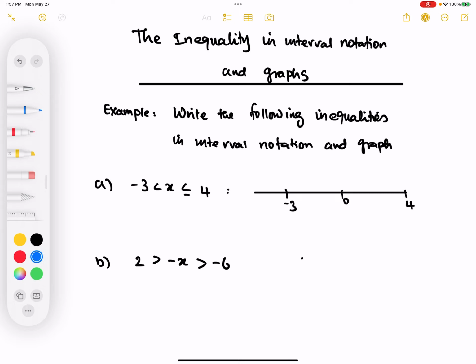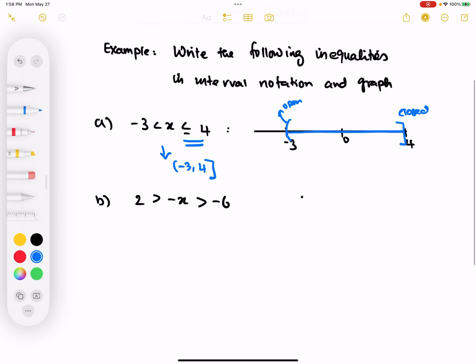In terms of graph, you have to use a bracket: for less than, this one is open. This is open. This is closed. So this means any values between this one and this, without including -3. So interval notation, this can be written as -3 exclusive, 4 inclusive. So these are very important when you do your solution of inequality.